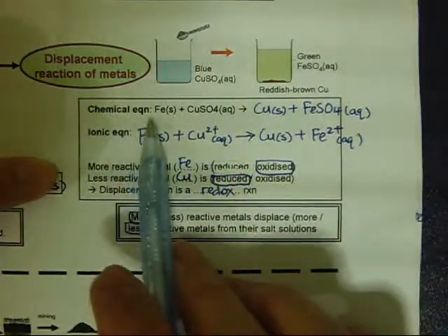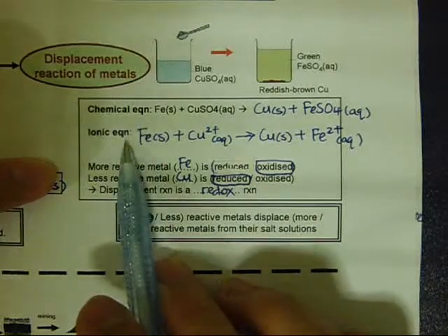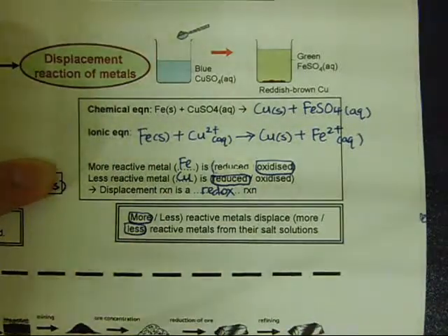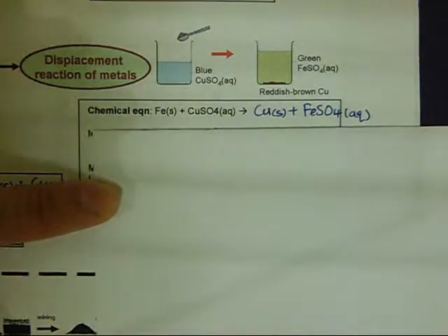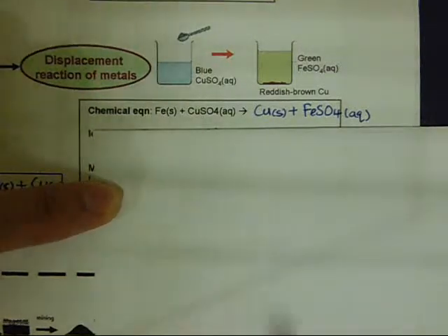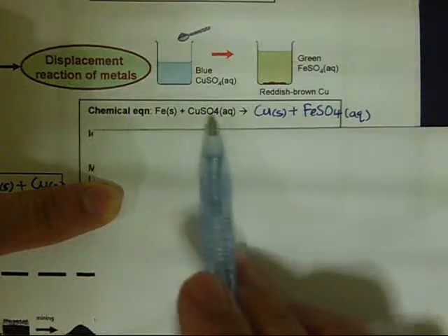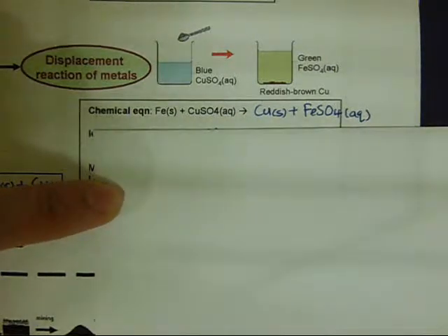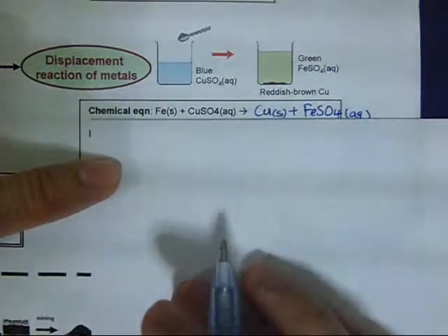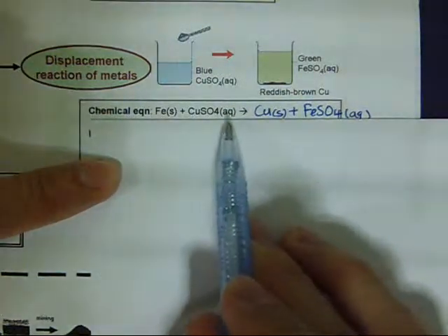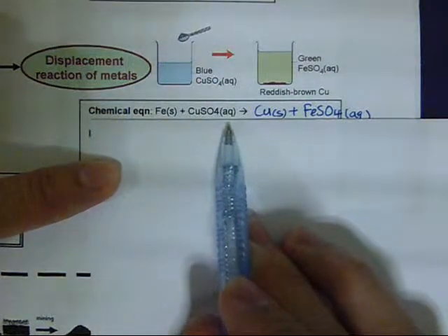Now, you might be asked to write an ionic equation. How do you write an ionic equation? Remember, in order to write an ionic equation, first of all, you must have a balanced chemical equation. Let's see, is this balanced? Yes, this is balanced. So in order to write the ionic equation, whenever the substance is in aqueous state, you have to split it into ions.